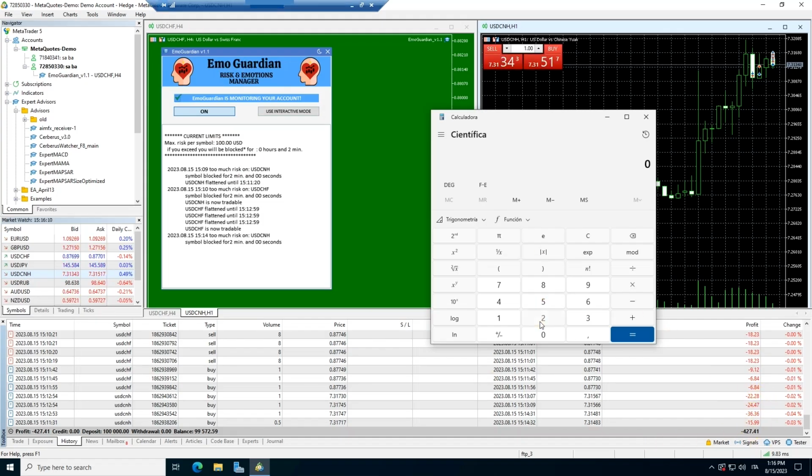So check this trade, 22.28 plus 24.47 plus 36.36 plus 15.99 gives you $99.1. So basically, at some moment, this trade reached an overall risk of $100, and it was flattened. No matter what you did to try to work around the inner workings of EMO Guardian.